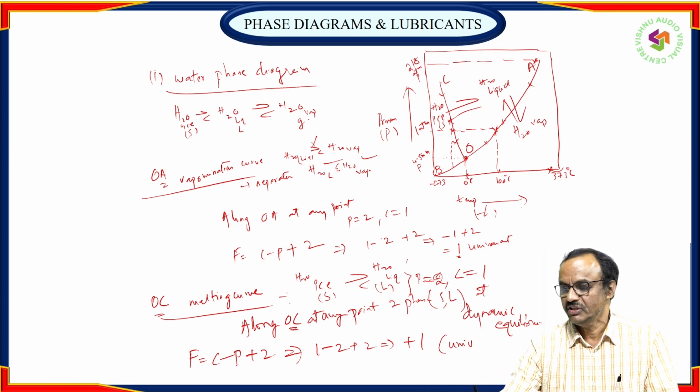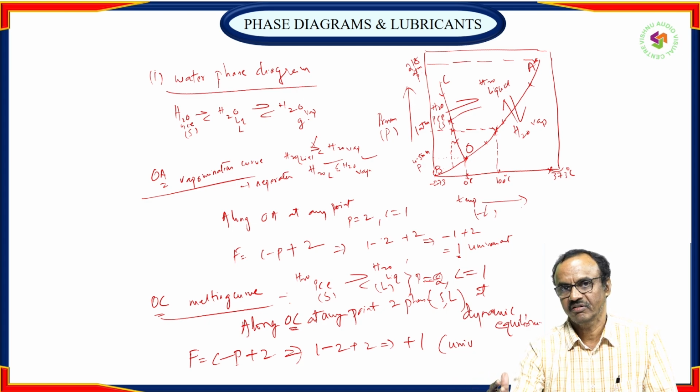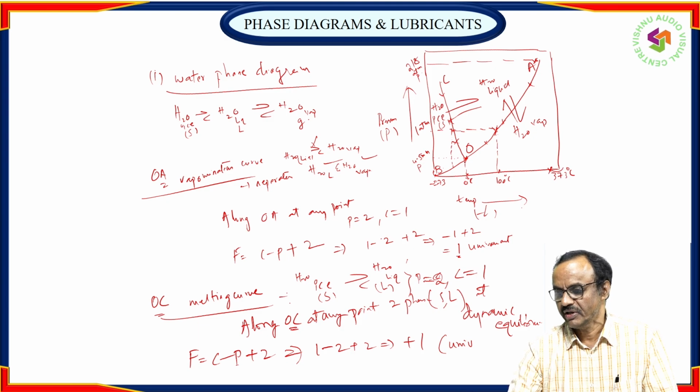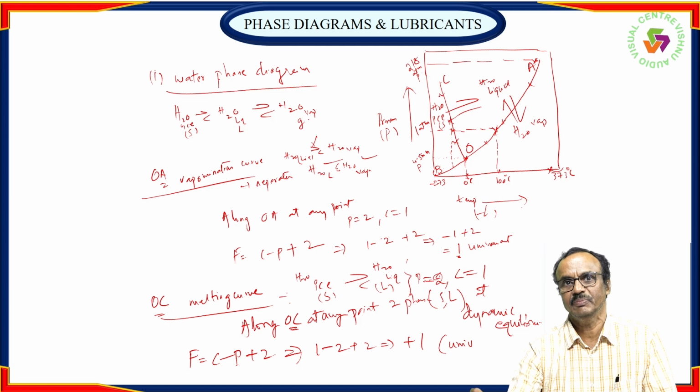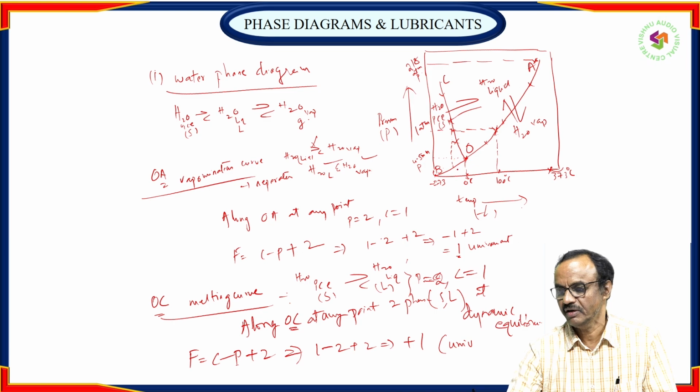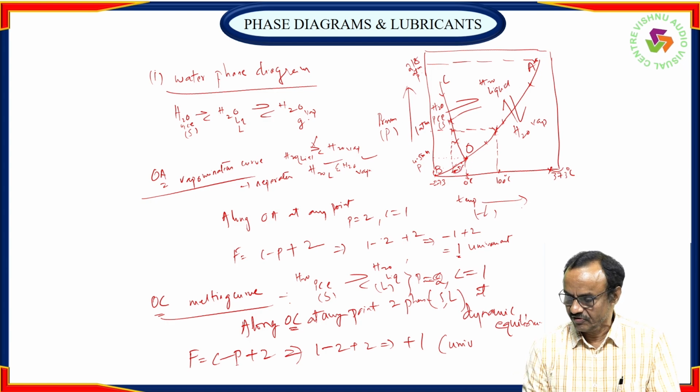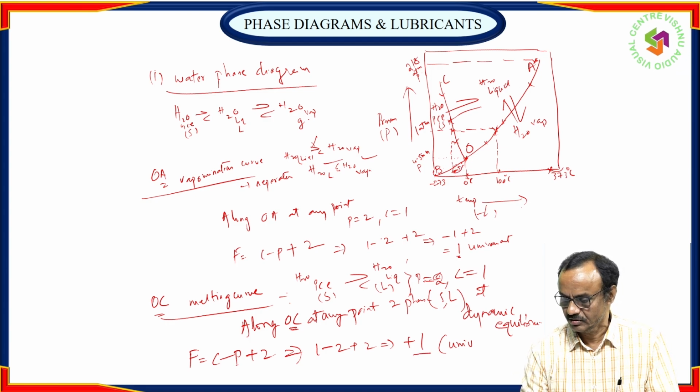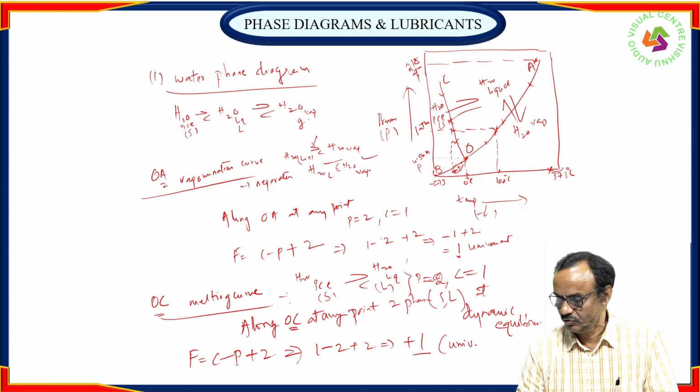So on increasing pressure, this OC curve, slightly inclined towards the pressure axis, shows that keeping temperature constant, with no change in temperature, if you increase the pressure, the melting point of ice decreases. Right? It may melt even at minus 5 degrees centigrade. Like that. Degrees of freedom is equal to 1. Hence it is univariant.